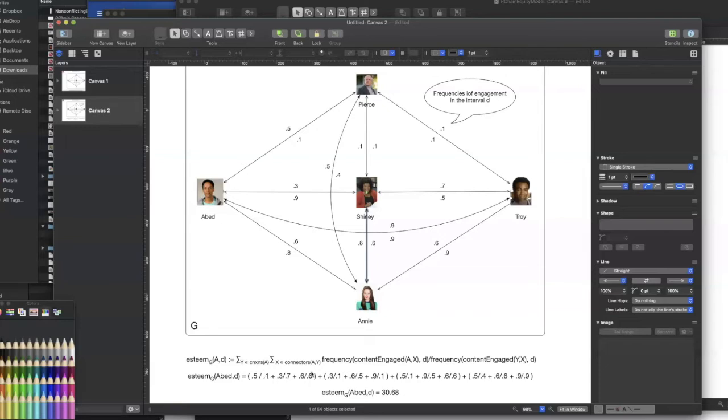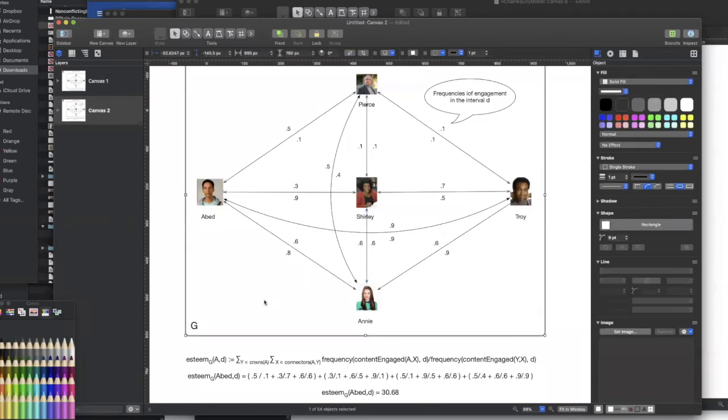Is that making sense? So I was trying to follow along with the graph the other day, and what might be helpful for me. Say we focus in on one individual, Annie. We're doing the calculation with respect to Abed, but we have to look at Annie in order to determine the calculation for Abed.